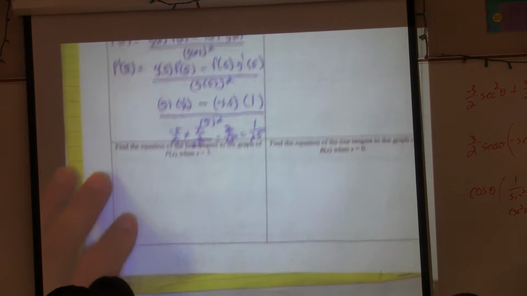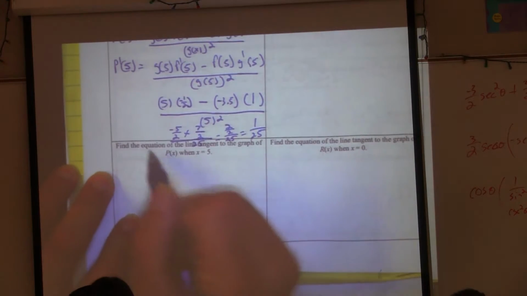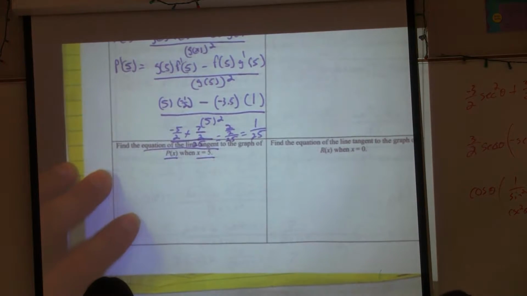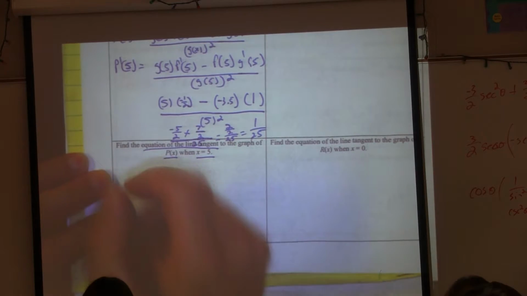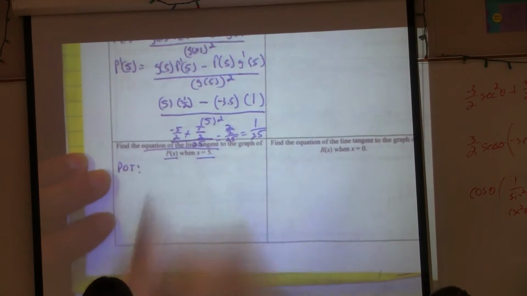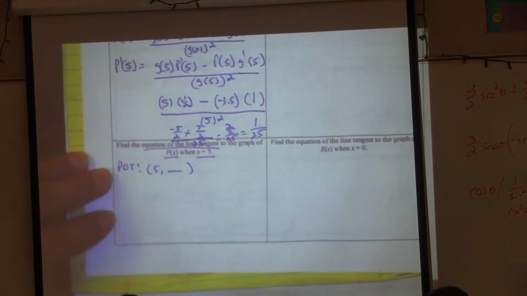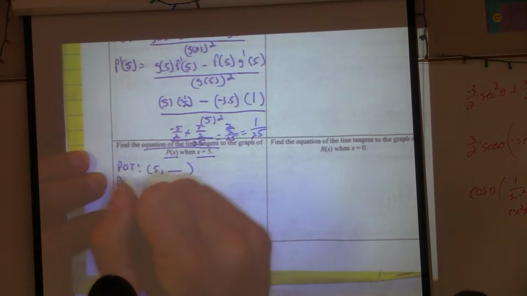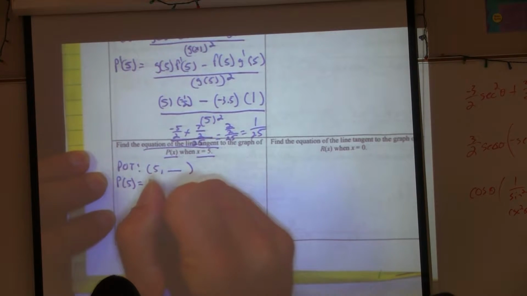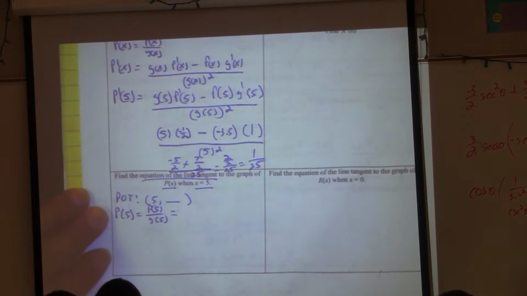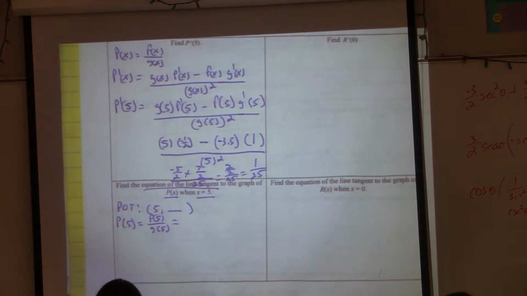What do they want us to do there? Equation of the tangent line to the graph of p of x when x equals 5. So what are the two things we need for the equations of tangent lines? My point, we know part of it, 5 comma something. How do I find the other part? Plug it into the original, which is p, so I want p of 5, which is f of 5 over g of 5. I'm using this original function right here. So what was f of 5?